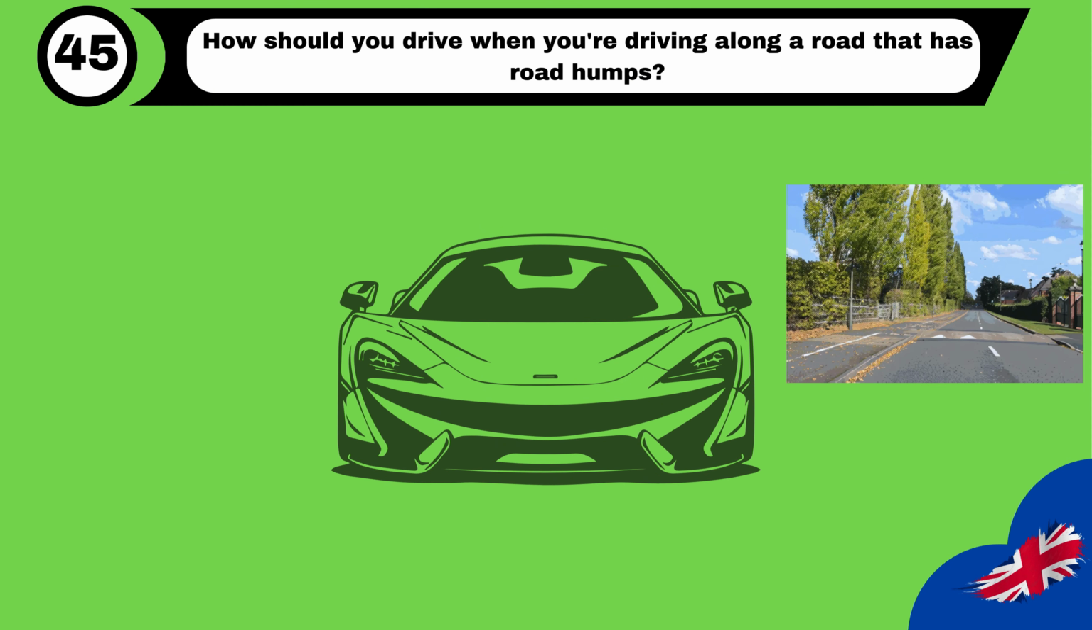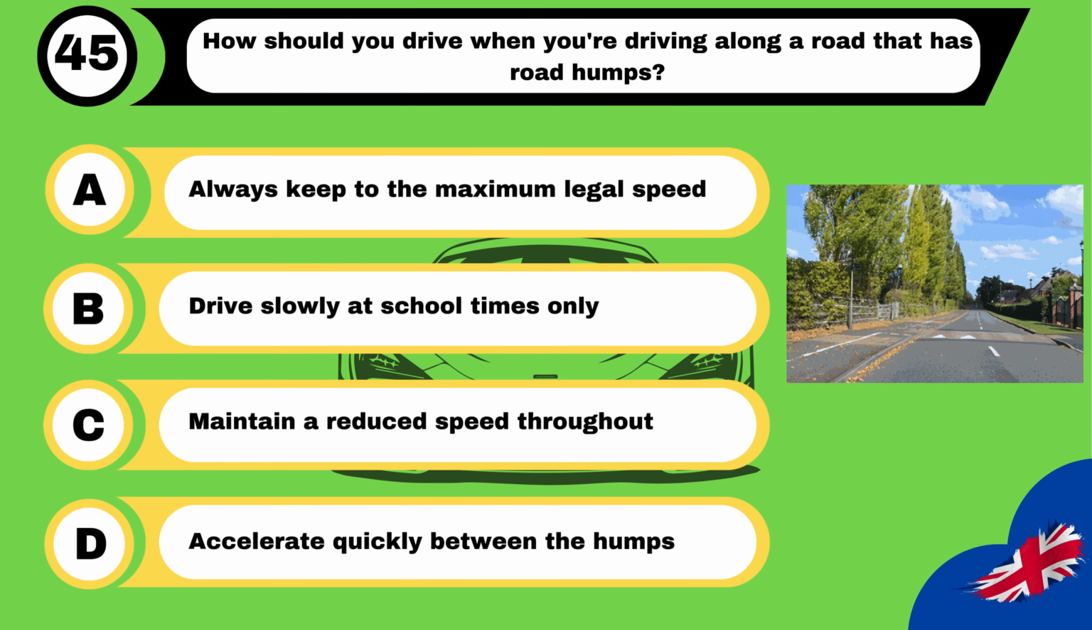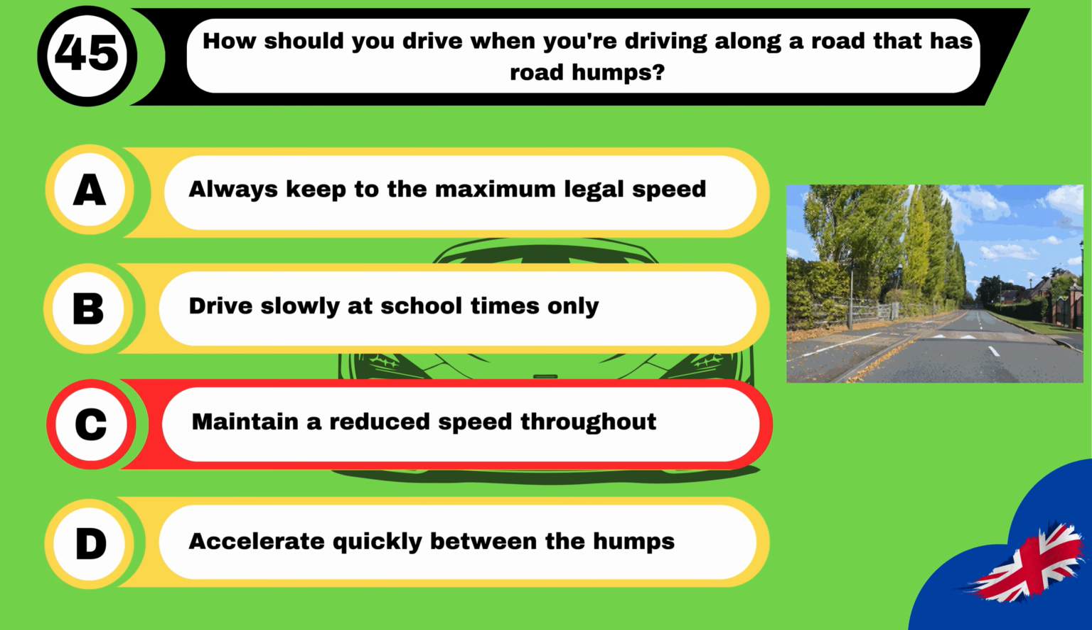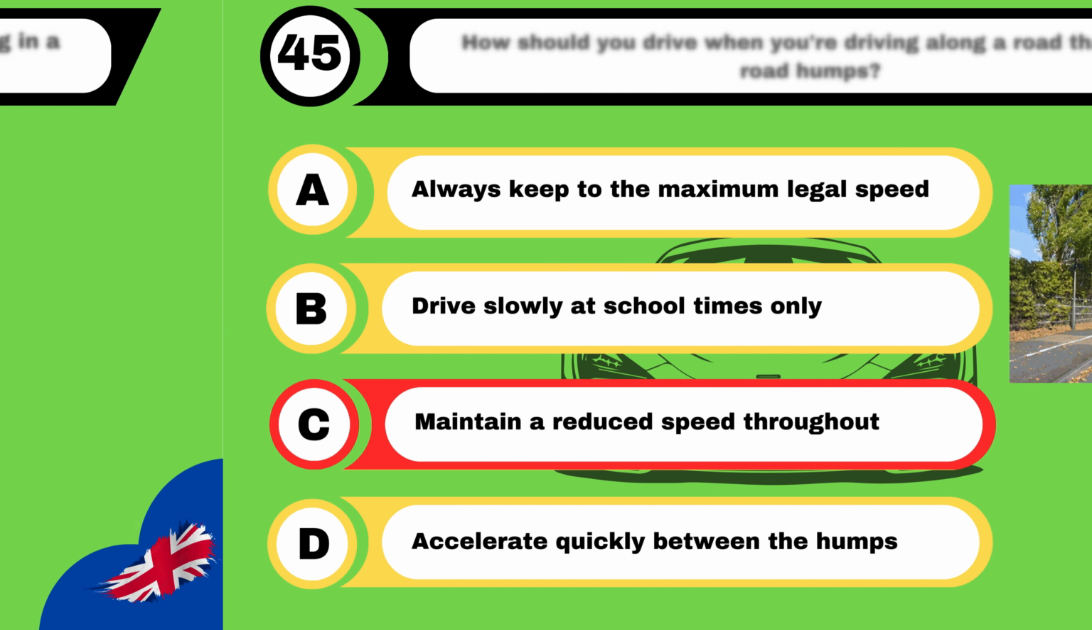Question 45. How should you drive when you're driving along a road that has road humps? A. Always keep to the maximum legal speed. B. Drive slowly at school times only. C. Maintain a reduced speed throughout. D. Accelerate quickly between the humps. The answer is C. Maintain a reduced speed throughout.